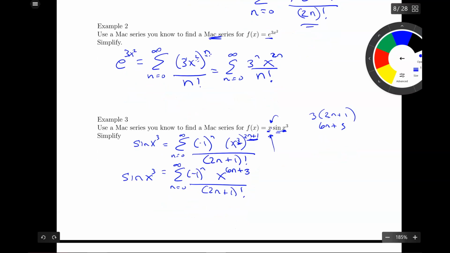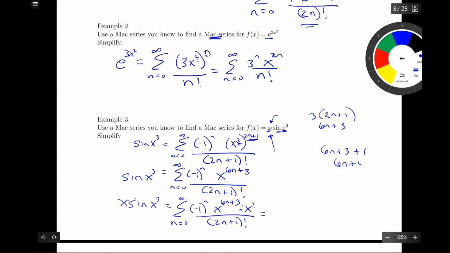Now I want to incorporate this x. So x times sine of x cubed means I'm going to multiply this by x. I'm going slow so you see what I'm doing. I'm multiplying by x. And what do you do when you have terms multiplied together? What do you do with their exponents? You add their exponents. So 6n plus 3 plus 1 gives you 6n plus 4. So negative 1 to the n, x to the 6n plus 4 over 2n plus 1 factorial.